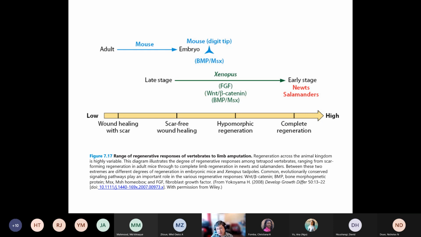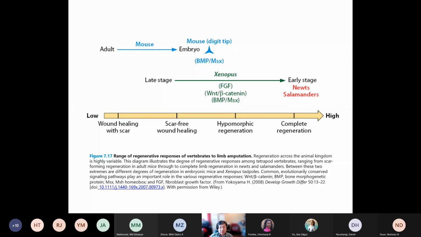So in some other creatures, you don't see a scar, you don't have connective tissue. The wound is repaired completely, but you're not going to regain the structure and the function of the limb. It's just that the stump is repaired close to perfection, so you don't have connective tissue, a big scar there. Okay, scar-free wound healing is the next better outcome.